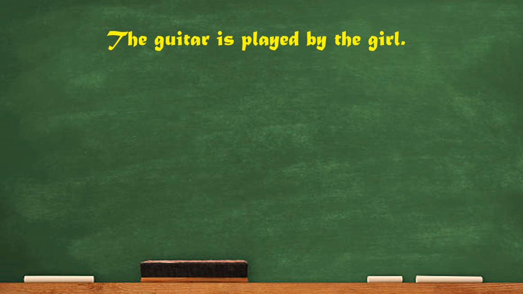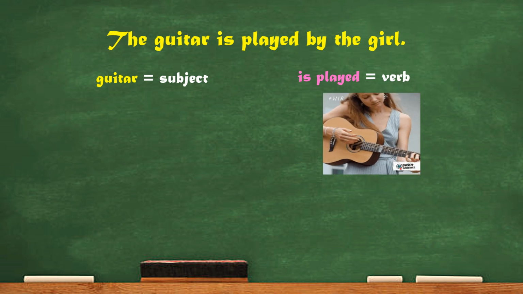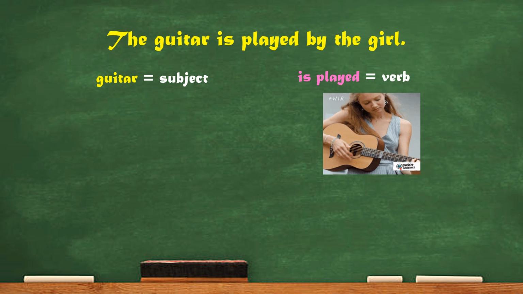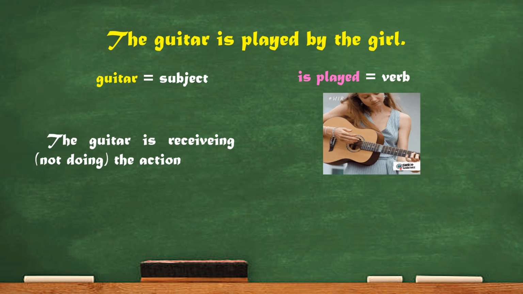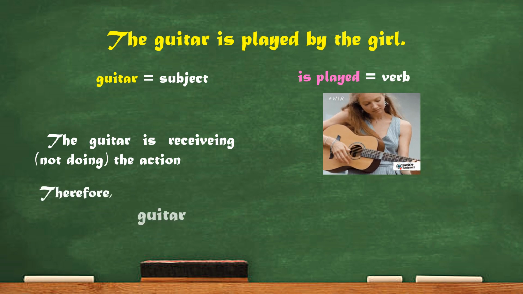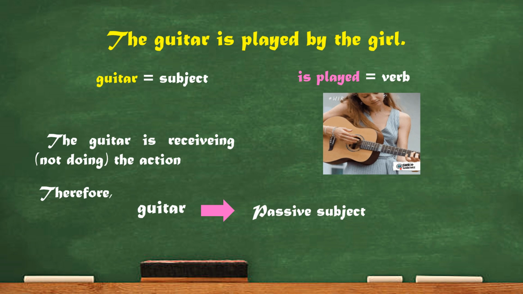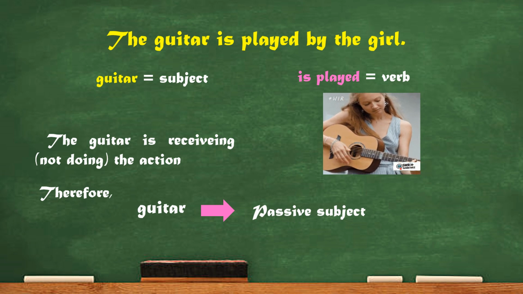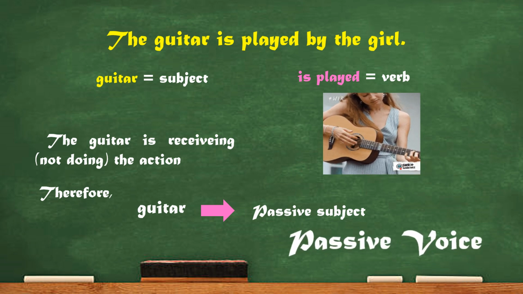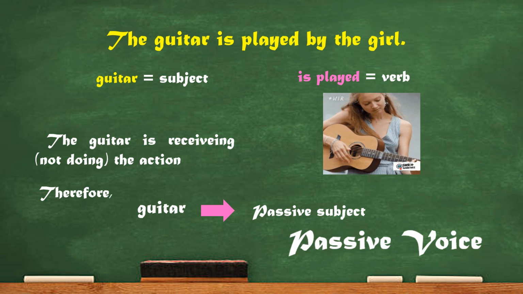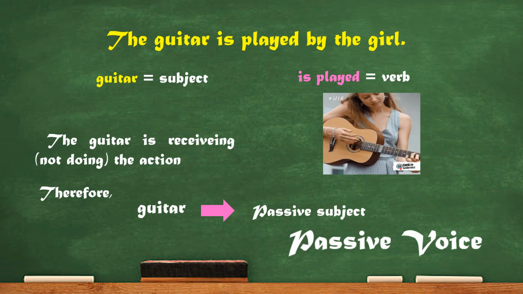The guitar is played by the girl. Guitar equals subject, is played equals verb. The guitar is receiving, not doing the action. Therefore, the guitar is the passive subject. Because the guitar is the passive subject, then the sentence is written in the passive voice. Did you get it? I hope that these examples gave you a clear understanding of the difference between the active and passive voice.